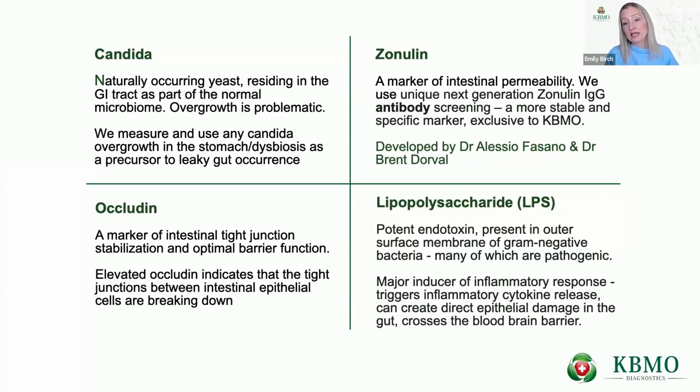And then finally, lipopolysaccharide, so LPS. This, as many of you know, is a potent endotoxin. It's present in the outer surface membrane, the outer casing, if you like, of gram-negative bacteria, many of which are pathogenic. And if you'd like to learn more about LPS, actually, we have some great webinars about this on our website.